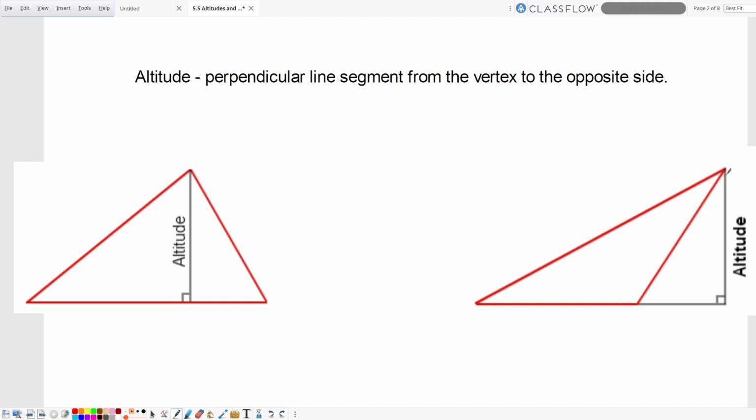So we've taken this vertex, we've made a line that goes straight down, and we have to extend this bottom side out to actually be able to connect to where that altitude would be. So this vertical line here would be your altitude because it is perpendicular to this side. You've probably actually dealt with altitudes before because when we find the area of a triangle, it is 1/2 the base times the height. And when we're talking about this height of a triangle, we're always talking about the altitude. So the height of a triangle is actually known as the altitude of a triangle.